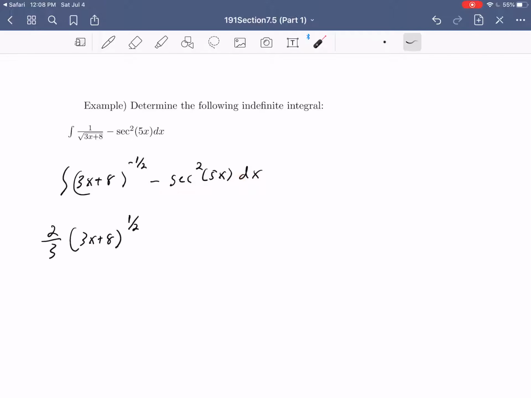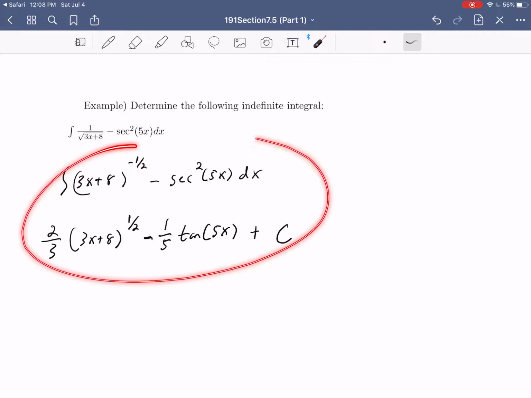Same thing over here. We know how to integrate secant squared. We know that that's just tangent. So we're going to get minus tangent 5x. But since the derivative of the inside is 5, we'll get a 1/5 in front of that. And we've completed everything plus c.